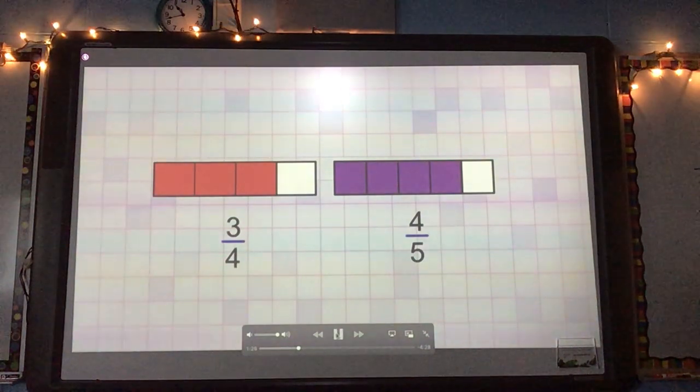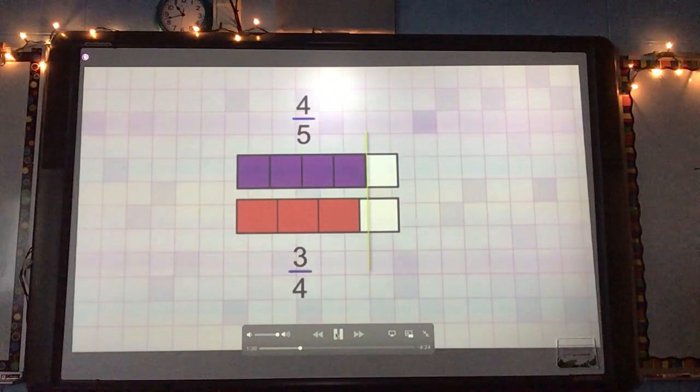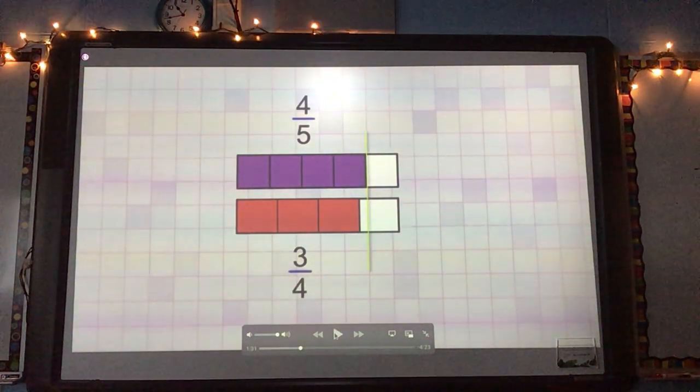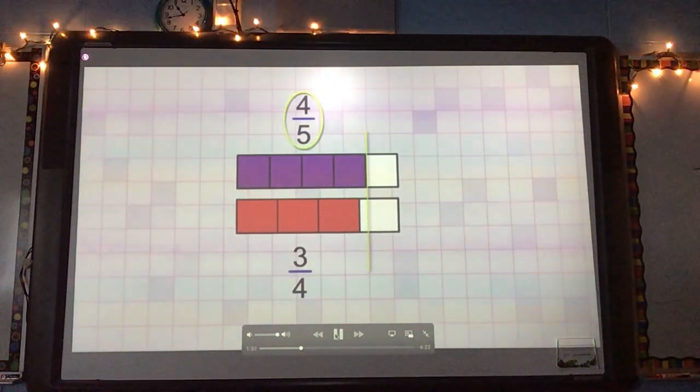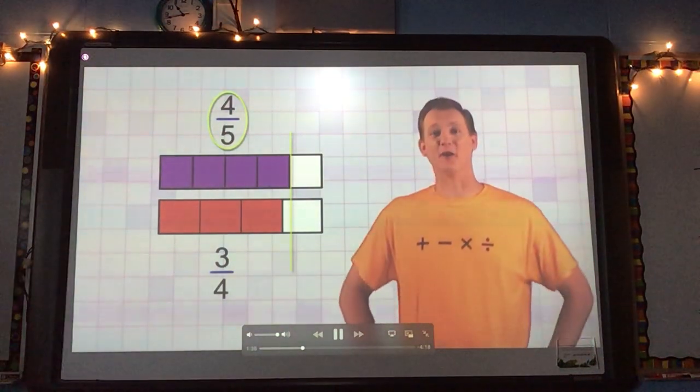Now to compare, all we have to do is see which rectangle is shaded in the most. Oh, so which one is larger now when he's showing us that comparison? 4/5. Good. And that tells us that 4/5 is greater than 3/4. There, that wasn't so hard after all.